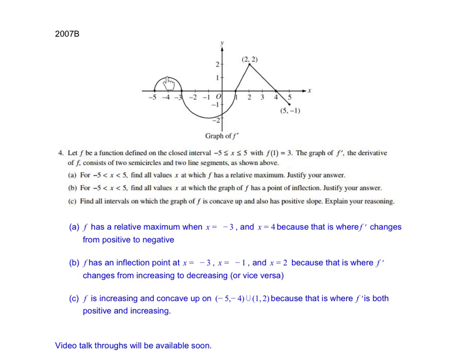Over here, f prime is positive. Over here, f prime is negative. That would mean that the original function f has gone from increasing to decreasing at -3. And the same thing happens over here at 4.